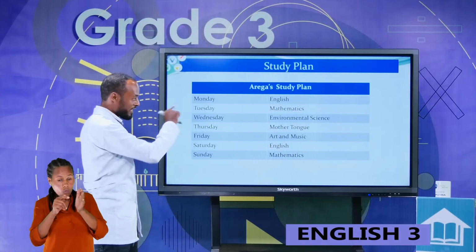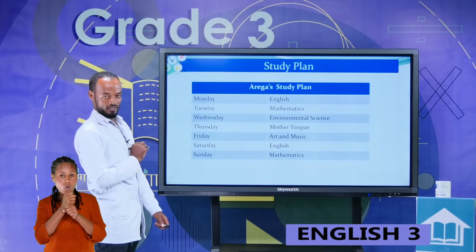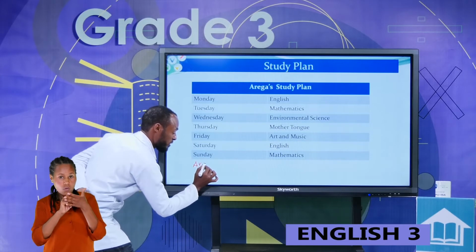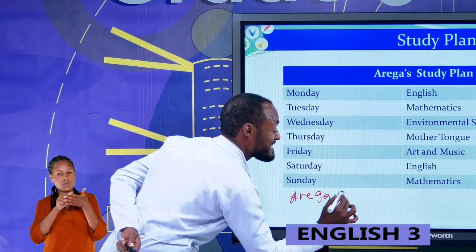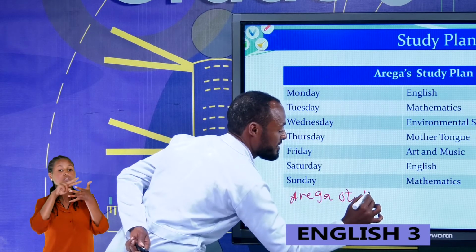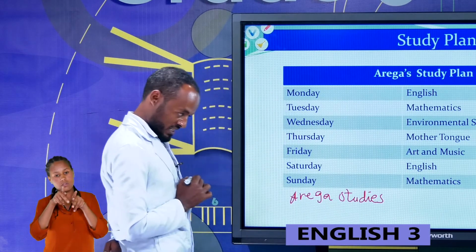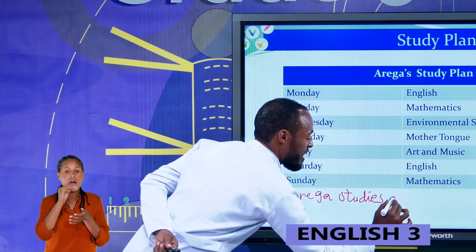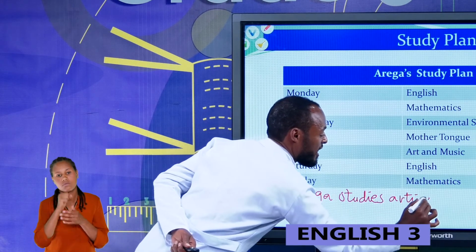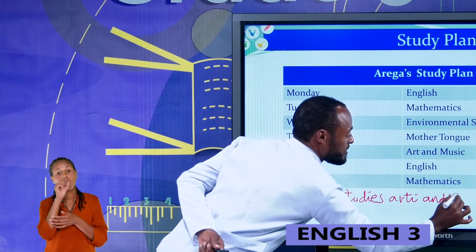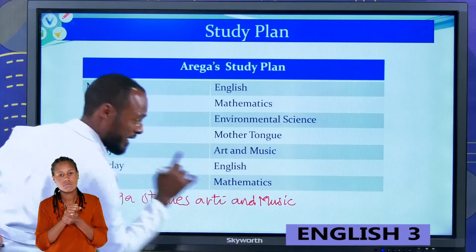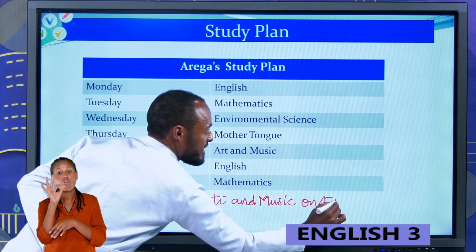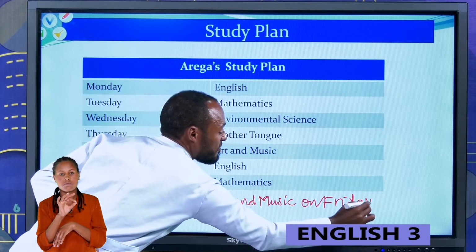For example, if you want to make a sentence from this one, first of all, you can write Araga if you want, or he. Araga studies, because he is one person. Araga studies what? Art and music. When? On Friday. On Friday here.